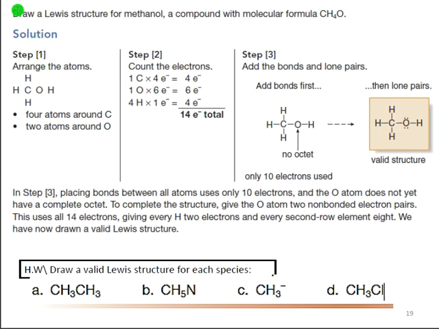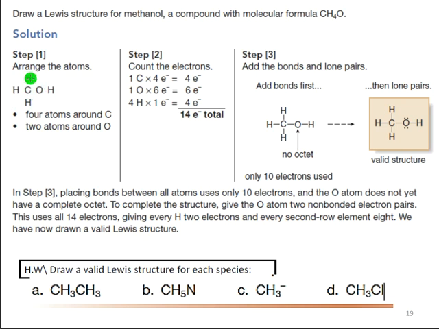Take the second example. Draw the Lewis structure for this chemical formula, CH4O. Step number 1: arrange the atoms like this. We cannot put the oxygen here or the hydrogen here, because the oxygen is divalent, so we put 2 atoms around the oxygen, and the carbon is tetravalent, so we have 4 bonds, 4 atoms around the carbon.